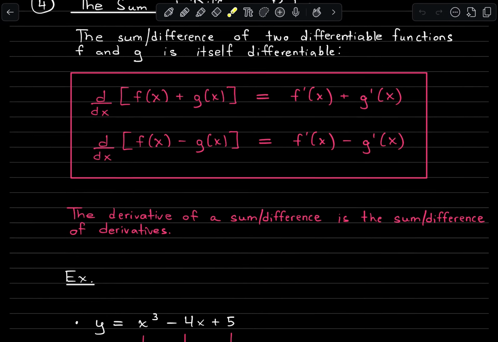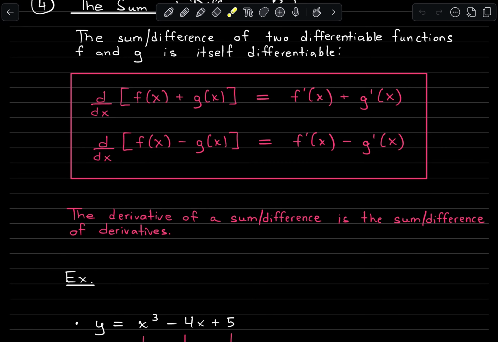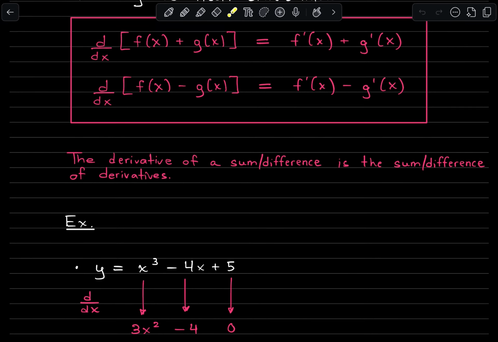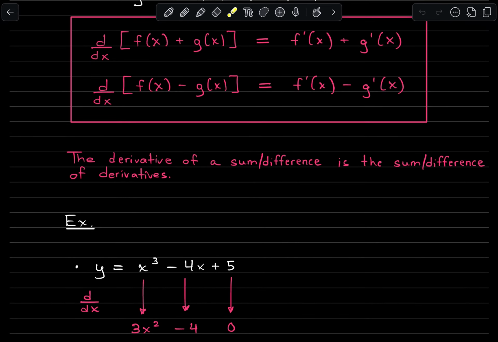So let's see some examples of how that might work. If we had a polynomial here, like y is equal to x cubed minus 4x plus 5, all we have to think about is the derivative of each term individually. We apply the power rule to the first one. 3 comes down as a coefficient. Subtract 1 from that 3. We're going to get 3x squared.